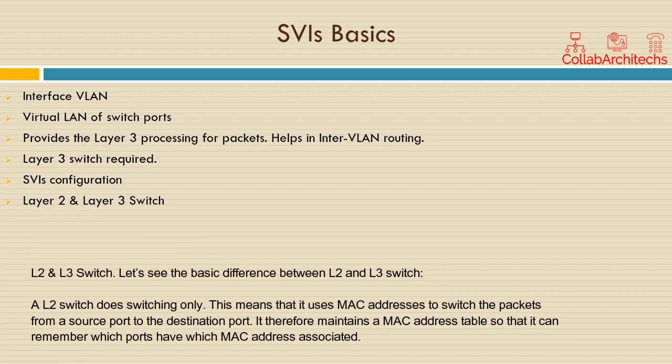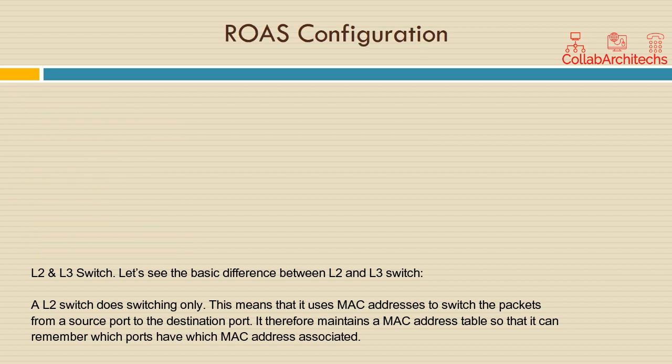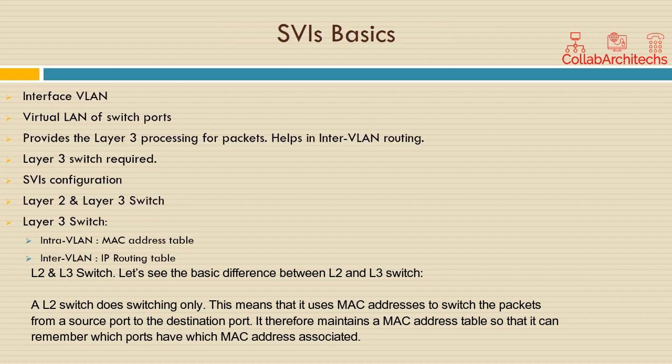Now let's see the basic difference between a layer 2 and a layer 3 switch. A layer 2 switch does switching only. This means that it uses the MAC address to switch the packets from a source port to the destination port. It therefore maintains a MAC address table so that it can remember which port has which MAC address associated.